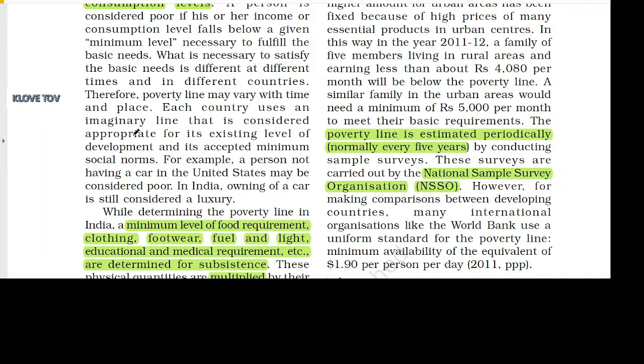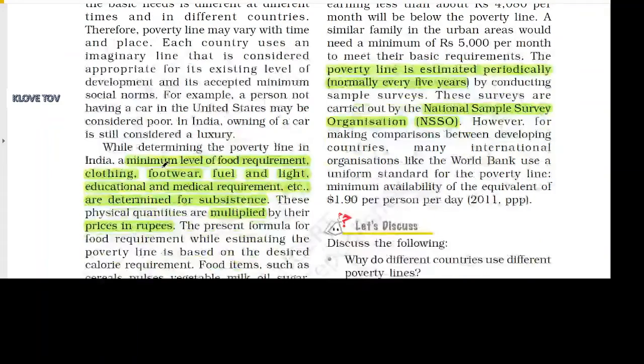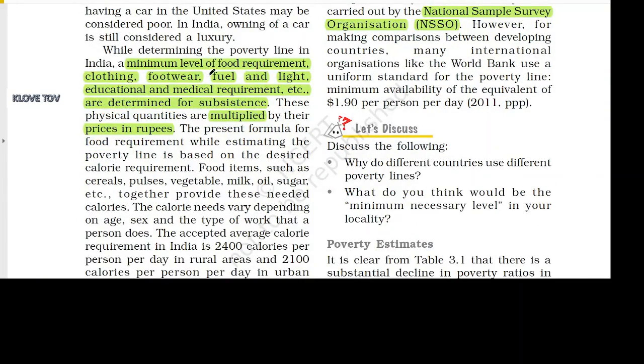Each country uses an imaginary line that is considered appropriate for its existing level of development and its accepted minimum social norms. For example, a person not having a car in the United States may be considered poor. In India, owning a car is still considered a luxury. While determining the poverty line in India, a minimum level of food requirement, clothing, footwear, fuel and light, educational and medical requirement, etc., are determined for subsistence.